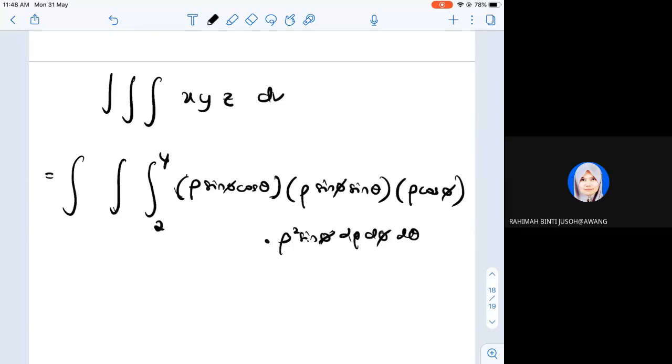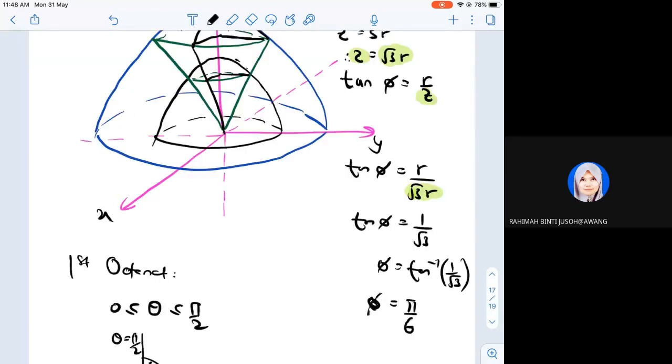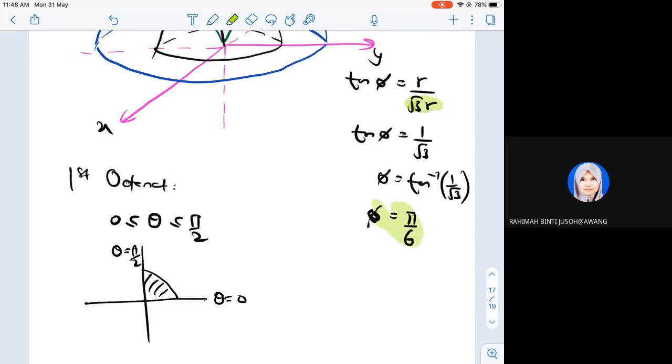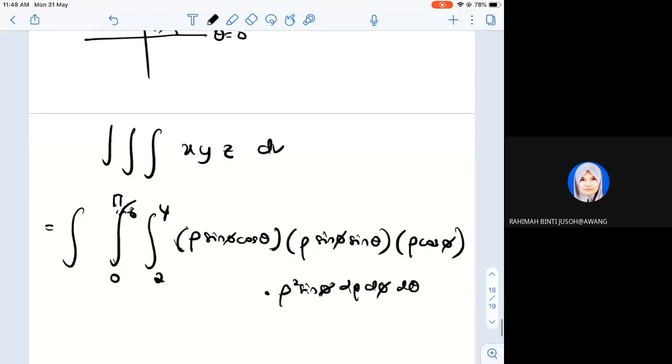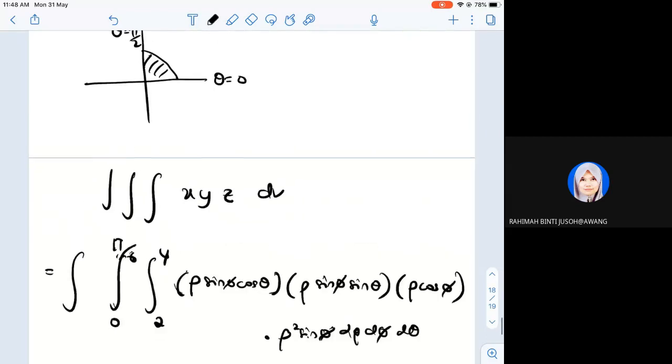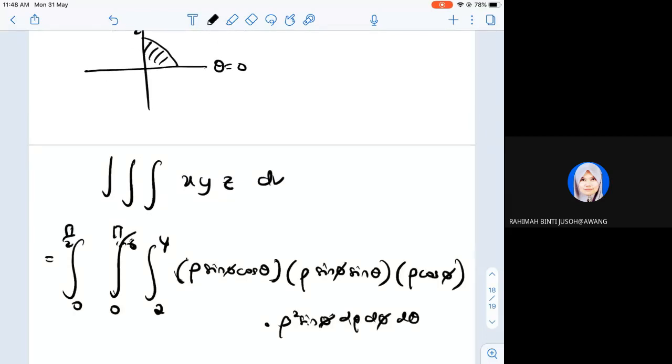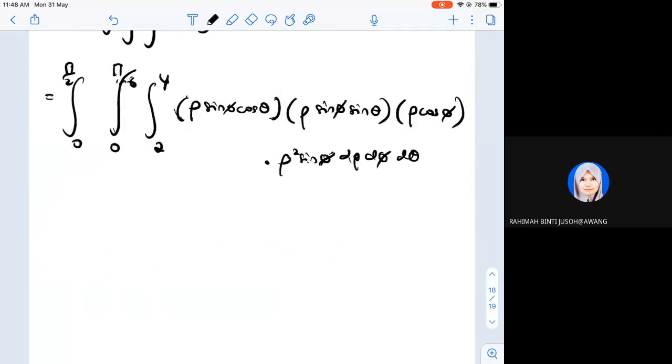Okay, so the limit for rho is from 2 until 4. And the limit for phi tadi, mana you all dapat tadi? Pi over 6 ni. So phi from 0 until pi over 6. And then the angle theta from 0 until pi over 2 because of first octant. Okay, kalau dia tak mention first octant tu, dia 0 until 2 pi lah. Sebab dia dah kebetulan dia cakap first octant. So that's why 0 until pi over 2.